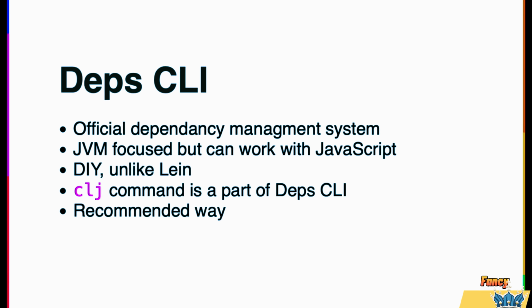The official solution to manage dependencies is deps CLI. It is not as mature or as old as Boot or Lein, but it is the recommended way going forward. It is focused on managing JVM dependencies, but can also be used with JavaScript. Unlike Lein or Boot, deps CLI is more of a do-it-yourself solution. Deps CLI gives you the ability to pick your components and mix and match them as you see fit. The clj command that we have been using so far is a part of deps CLI.